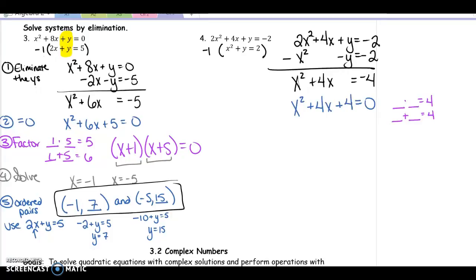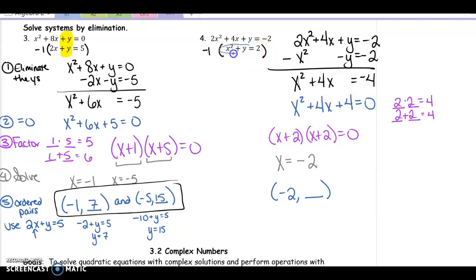You're looking for two numbers whose product is 4 and whose sum is also 4. That would be 2 and 2. So our factored form is x plus 2 times x plus 2 equals 0. The fact that they're the same doesn't really matter. It just means that when we solve, our only x value is negative 2. So these two things are only going to meet at one point, negative 2 comma something.